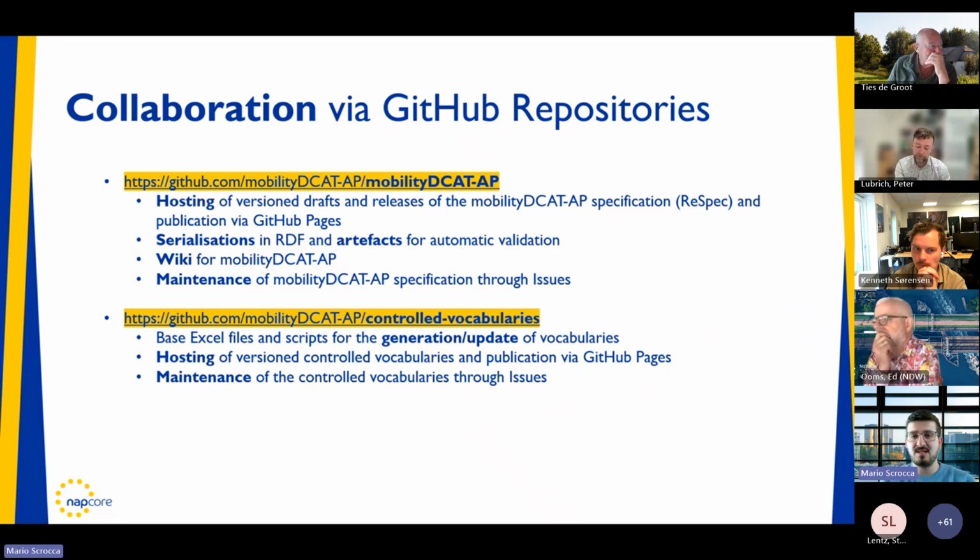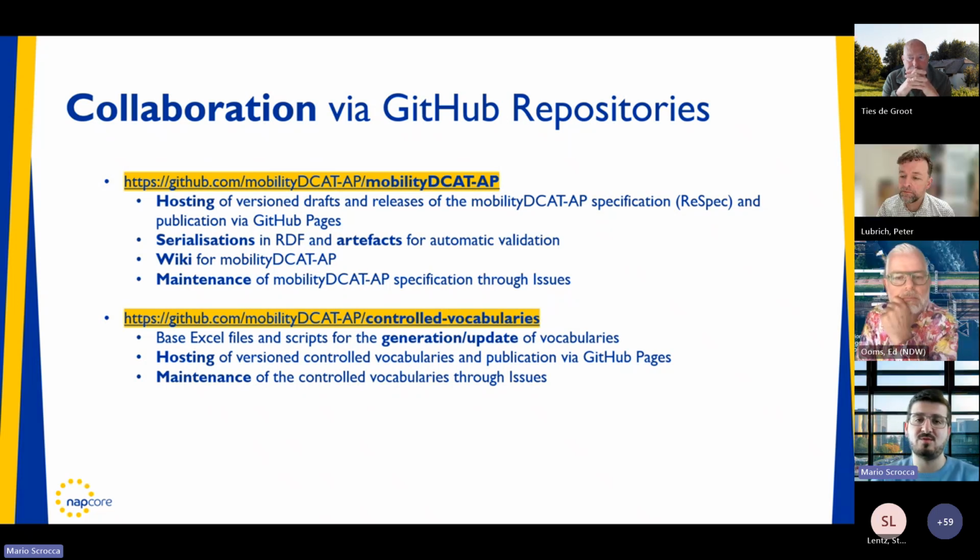First of all, this slide is a summary of all the things that I already said. You can find all the material for the specification in the mobilityDCAT-AP repository. You can find here the serializations, the wiki, and this is the repository selected for any questions regarding the specification as a whole. The second repository is focused on the controlled vocabularies. This one has all the material related to those vocabularies and should be used for any maintenance activity related specifically to one or more controlled vocabularies.